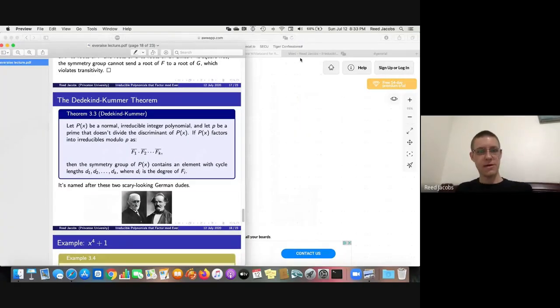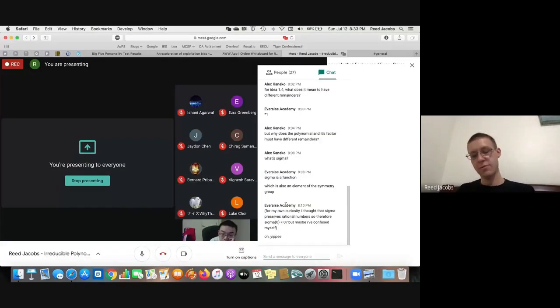Are there any questions about this theorem or my example of it? We won't be able to prove it here, but it's a very interesting result that I thought I might mention.